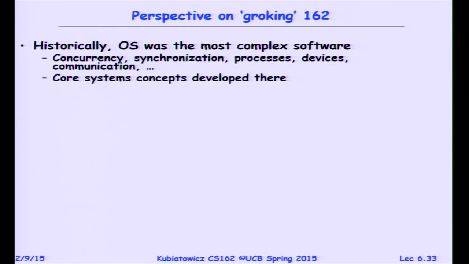But before we go there, I wanted to just say a little bit about 162. Historically, the operating system was one of the most complex pieces of software ever. It had all of these things: concurrency, synchronization, processes, device drivers, all of that stuff was in the kernel so that the user didn't have to worry about it. It's there. I don't have to deal with it.